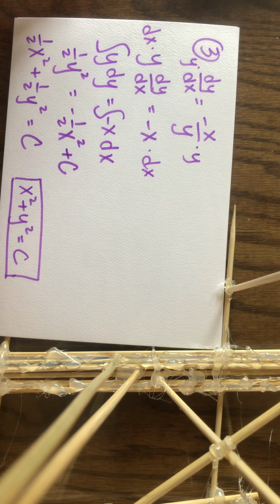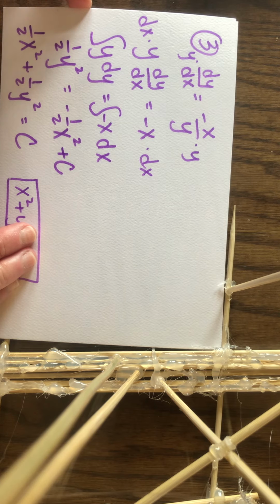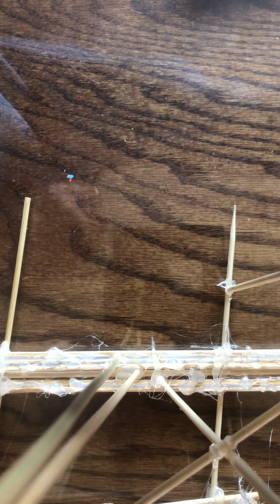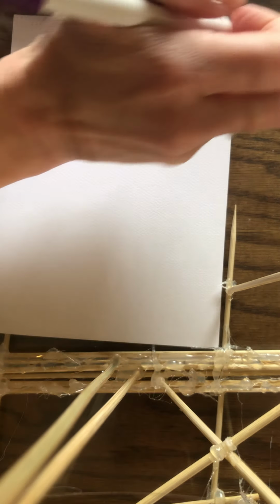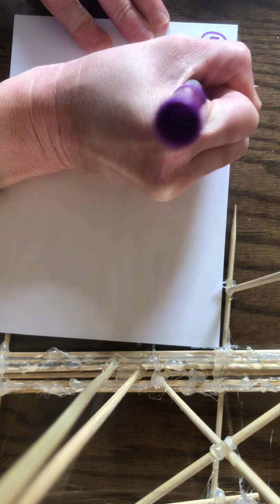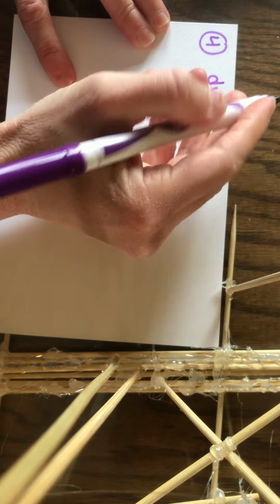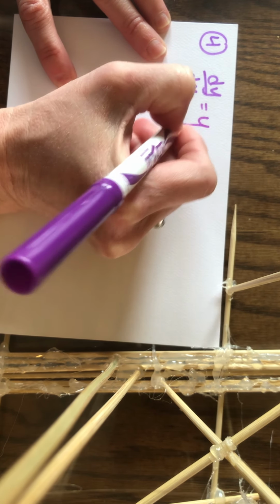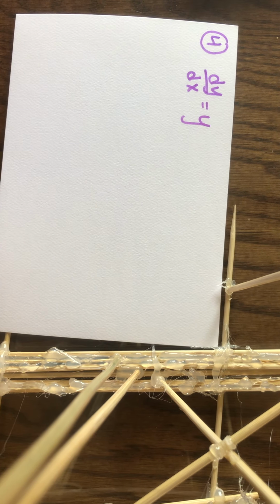So let's look at one more example that requires separation of variables. So let's consider this last differential equation. And this one's particularly weird because there's no x in sight. Let's consider the differential equation dy dx equals y.